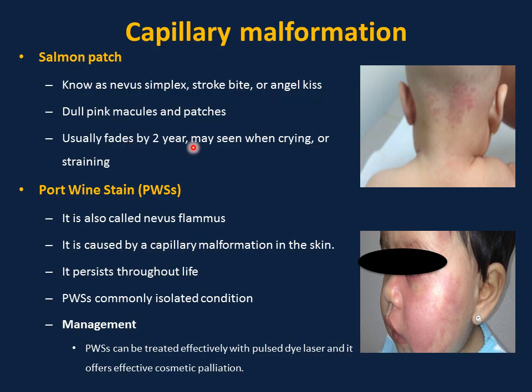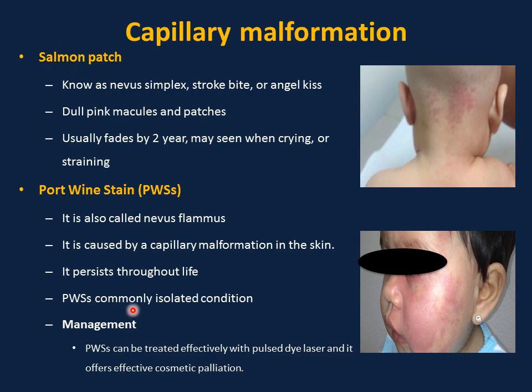Usually fades by 2 years, requires reassurance, and may be seen later in life when the child is crying or straining. Port wine stain is different. Port wine stain is well known as nevus flammeus. As you see here, this nevus flammeus or port wine stain is a capillary malformation of the skin. It persists throughout life and grows as the child grows.